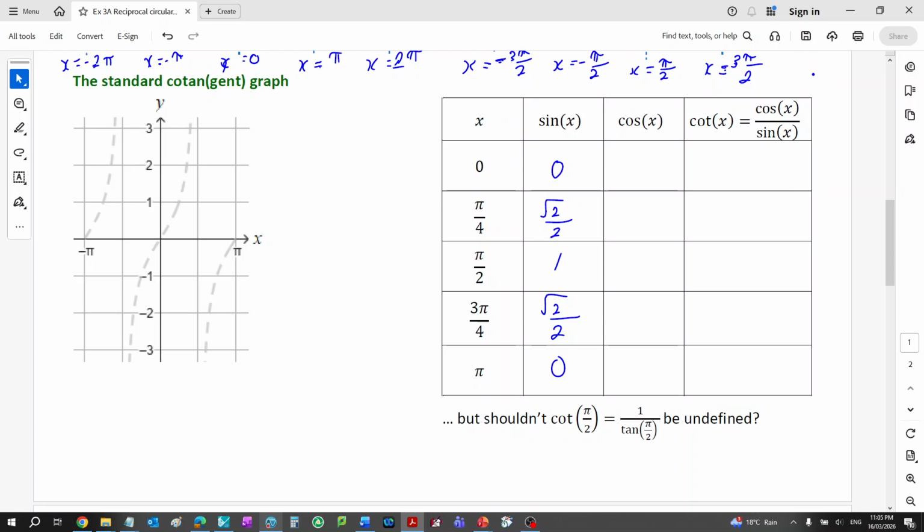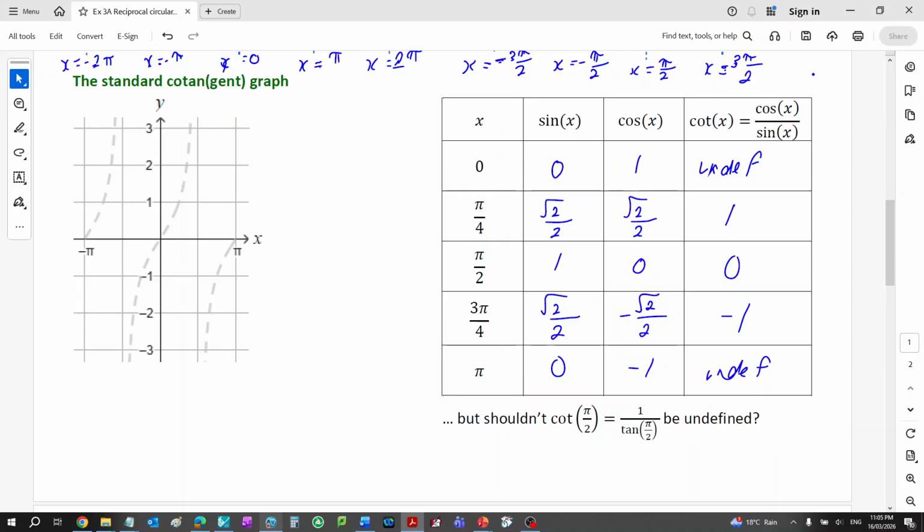I'll fill in for cosine. Cos of 0 is 1, cos of pi on 4, root 2 on 2, cos pi on 2 is 0, cos 3 pi on 4, minus root 2 on 2, and finally, cos of pi is minus 1. And so, if we think about cotan as cos over sine, here this is going to be undefined, 1 divided by 0. It's not going to give us anything. Here, root 2 on 2 divided by root 2 on 2 is going to give us 1. I've got 0, I've got minus 1, and again I've got undefined.